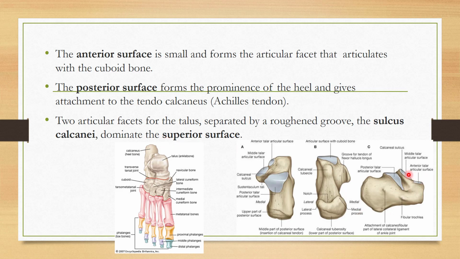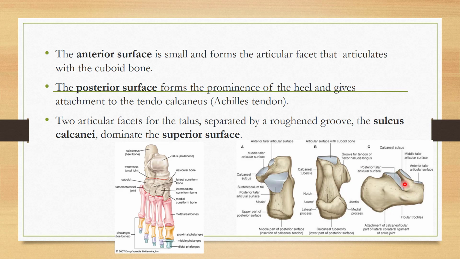Now we will discuss the superior surface. See here, this is superior surface of the calcaneum. On the superior surface we have 3 articular facets for the talus bone. As you know, superiorly it is articulating with talus bone. So there will be 3 articular facets for the talus bone. Okay, this is the posterior articular facet, this is the middle articular facet, and this is anterior talar articular facet. So there are 3 facets for the talus bone articulation on the superior surface of the calcaneum.